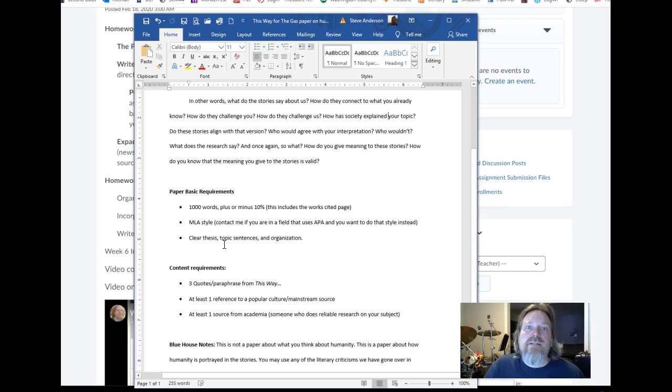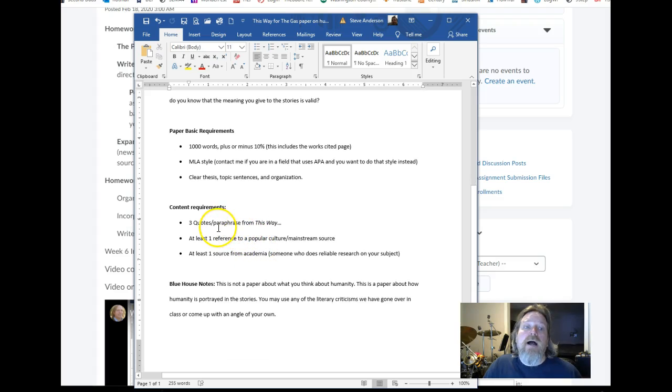What am I looking for? A clear thesis, right? Topic sentences, and organization. So, your basic structure stuff. 3 quotes or paraphrases from This Is the Way. And actually, right now, I'm going to change that to 2 because I think 2 will work. Cool. I will get that updated. 1 reference to a popular culture mainstream source.